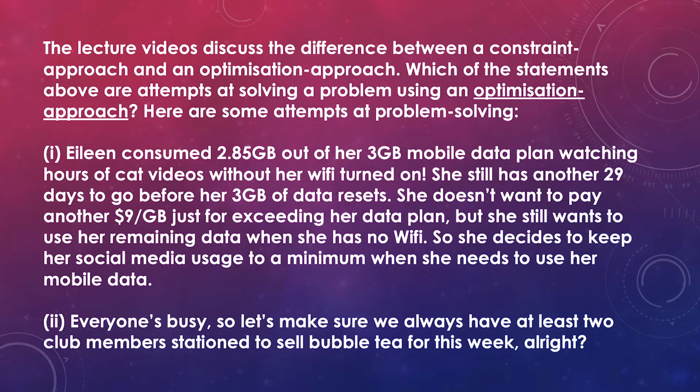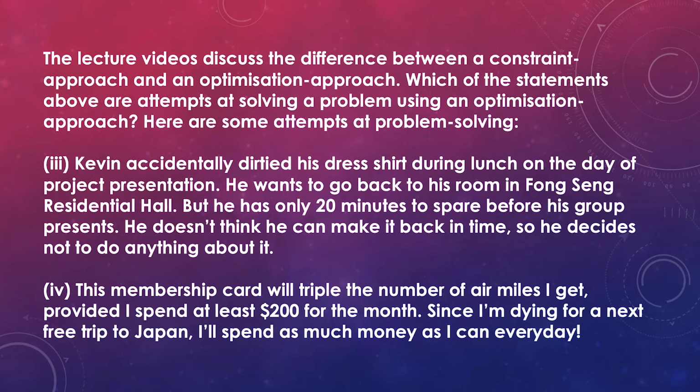Okay, next question. Which of the following is optimization? Okay, this Eileen story is the same as before, so I won't go through. Yeah, this one's optimization. Next one, everyone's busy. Okay, it's the same story, right? So this is constraint. Okay, next one, Kevin accidentally. Okay, I just changed the name. So this one is what? Constraint, right? Not optimization. Next one, membership card. It's essentially the same question lah. I just changed it from asking which one is constraint to which one is optimization. Okay, so we're done with this question.